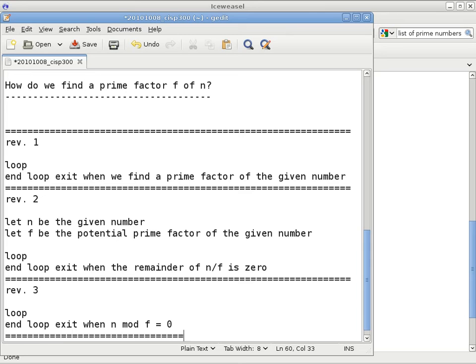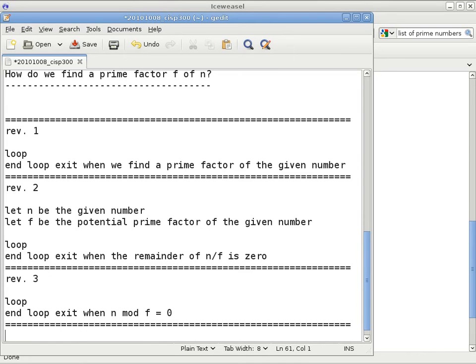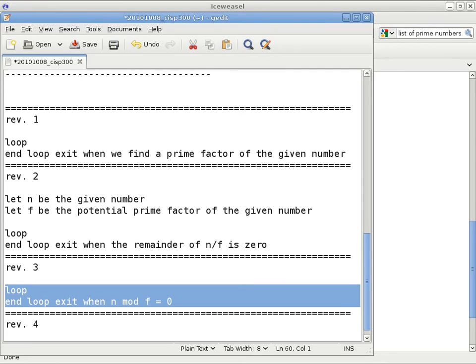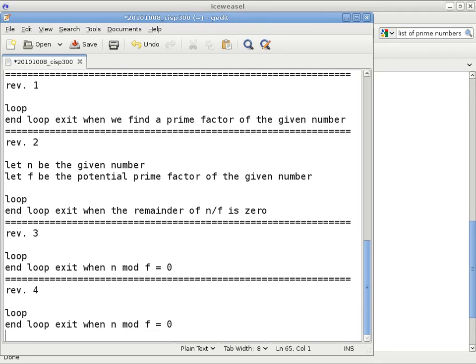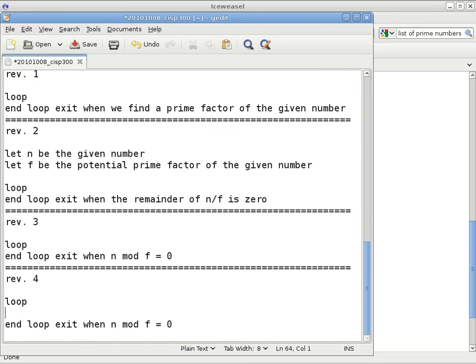So what do we do next? We have an empty loop body at this point, which means if nothing is being done to n or f, then the loop is going to become infinite because the condition will stay true all the time, or stay false all the time in this case because we have an exit condition. So what do we do in the loop in order to make n mod f equal to 0 happen eventually?